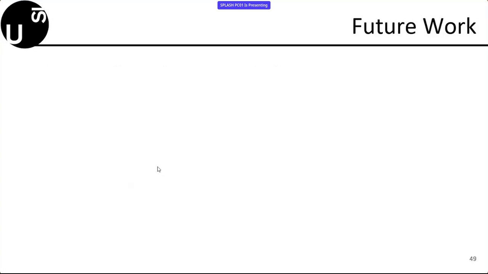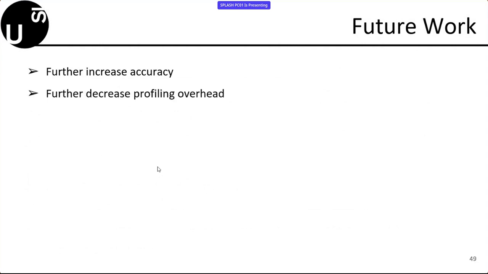As part of our future work, we are looking into new ways to further increase the profiling accuracy while also decreasing the profiling overhead. And we are also looking into expanding the set of metrics profiled by P3, for example, by integrating metrics that can describe the computations done by parallel streams.